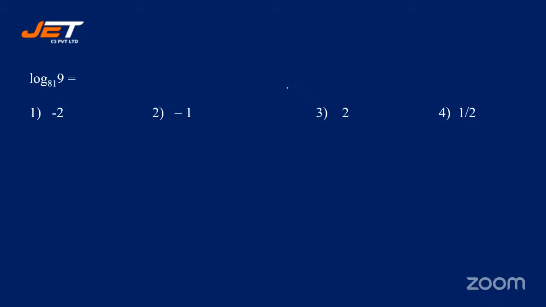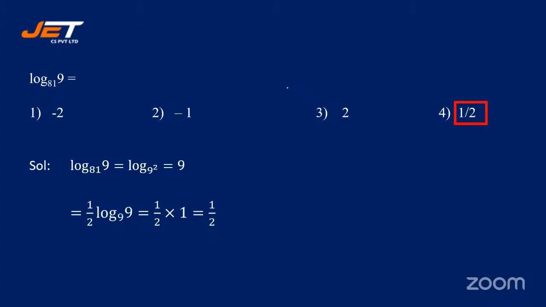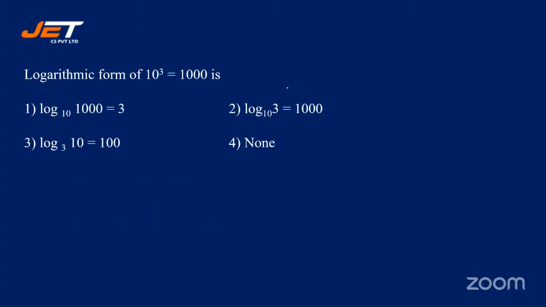Log 9 base 81. So this is also simple. 9 can be written as 3 square, and 81 can be written as 3 power 4. 3 3s are 9, 9 3s are 27, 27 into 3 is 81. See, log 9 base 81 can be written as log of 3 square base 3 power 4, that is half log 9 base 9, and log 9 base 9 is 1. So half into 1 is half. See the next question.